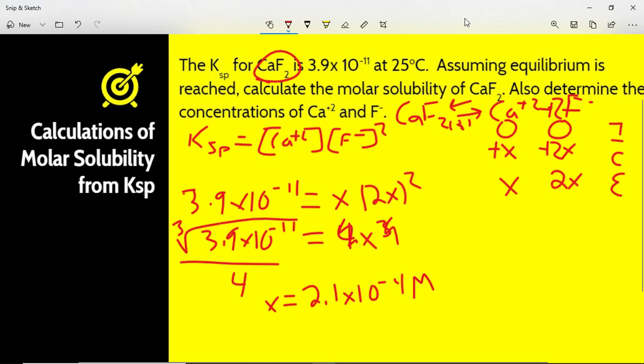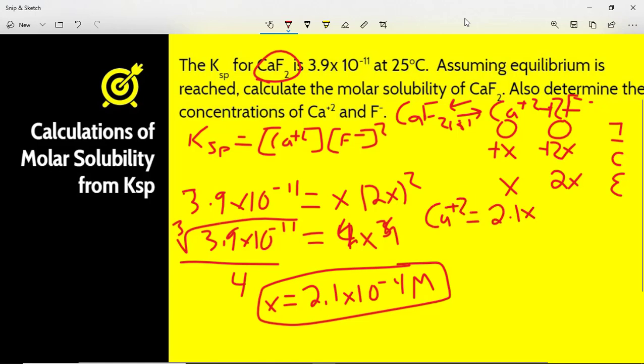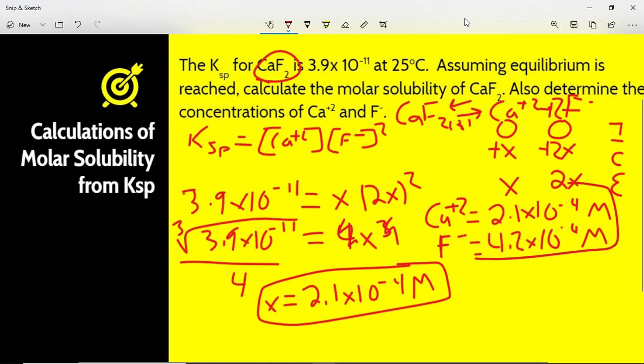And that is molarity. So that tells you that is your molar solubility of CaF2. That is also the concentration of Ca2+ in solution at equilibrium. And then for F-, the concentration would just be doubled. So we get 4.2 times 10 to the negative 4th. Okay. So that was how you'd go through and you would calculate all your concentrations.